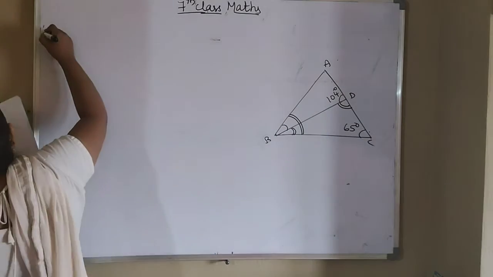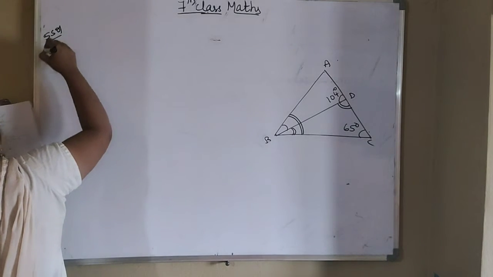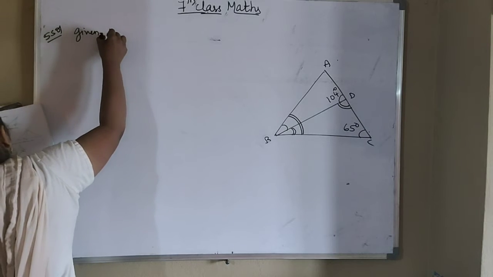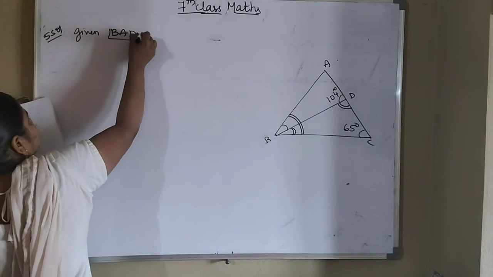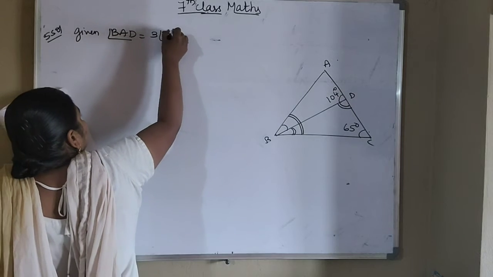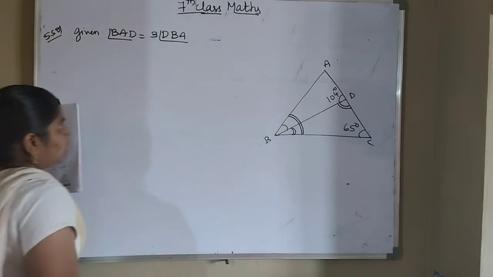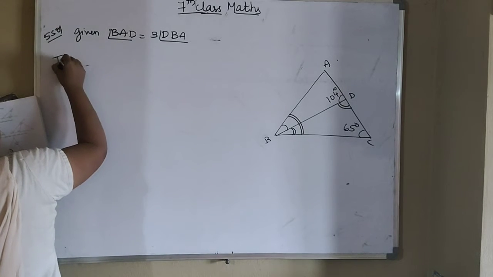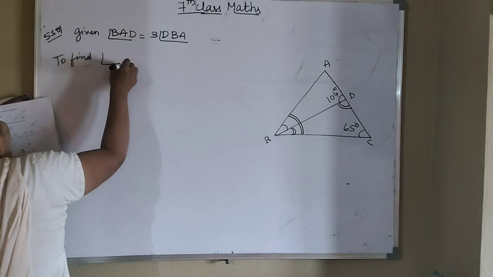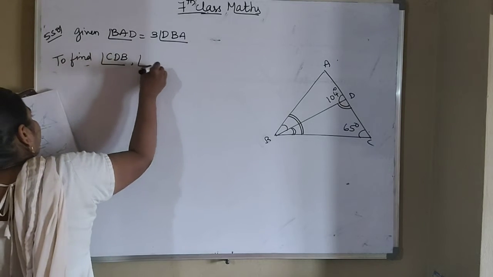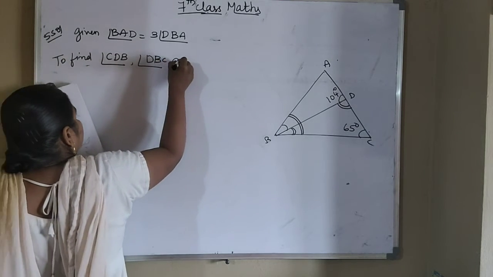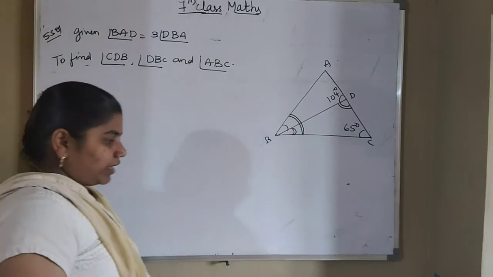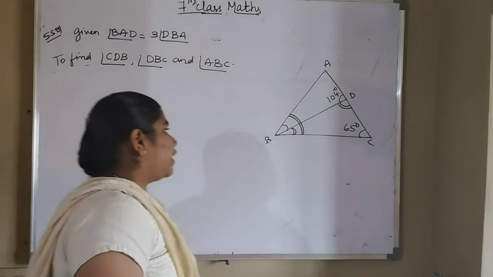So what are the given things they have given? Given angle BAD is equal to 3 angle DBA. So they have given this, and what we have to find? We have to find angle CDB, angle DBC and angle ABC. So we have to find these angles. So how to find? We will see.